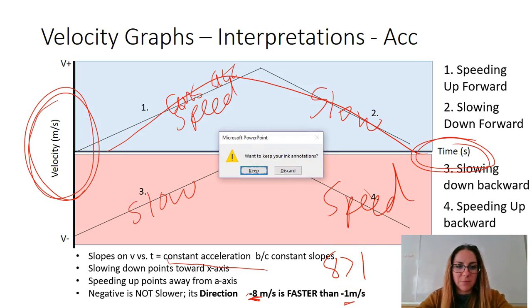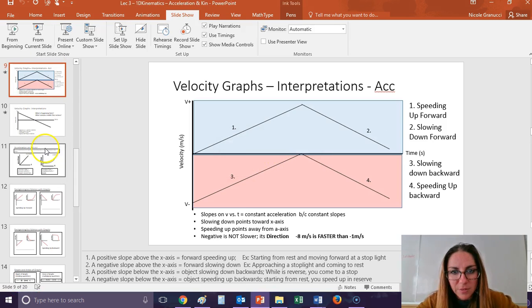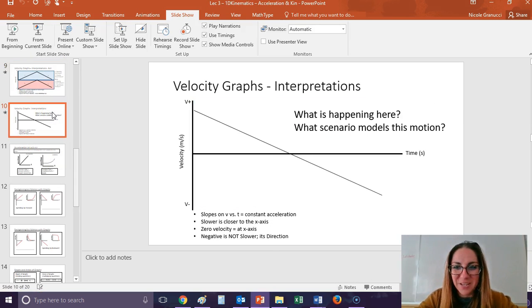Okay, so I don't actually know how to. I want to keep the ink, discard. Okay, I think that's how you do that. Learning here.